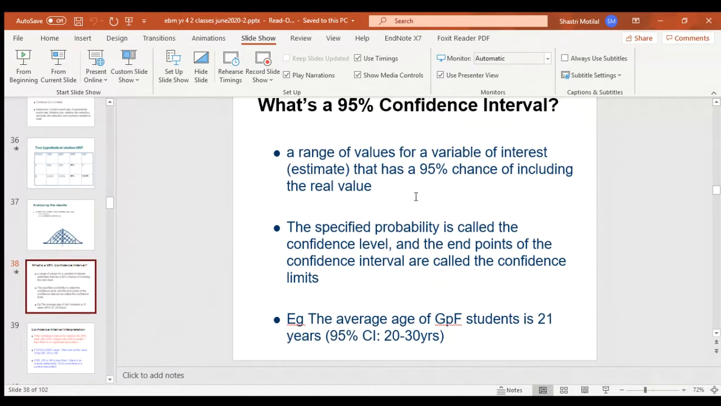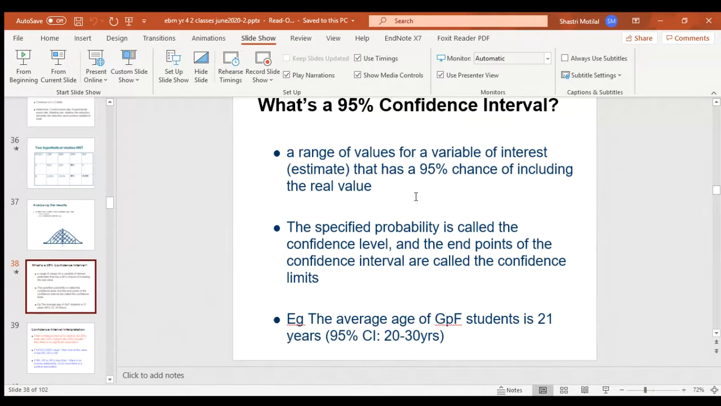And by convention, what we use in the biomedical literature, in medicine and in many other sciences apart from medicine, we use 95% confidence intervals. What does 95% confidence interval mean? 95% confidence interval means that you have a range of values, and the chance that that range of values includes the real value is 95%.